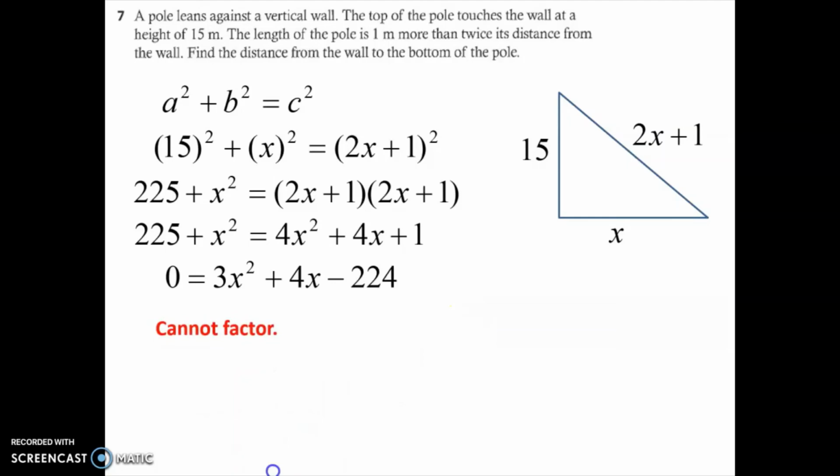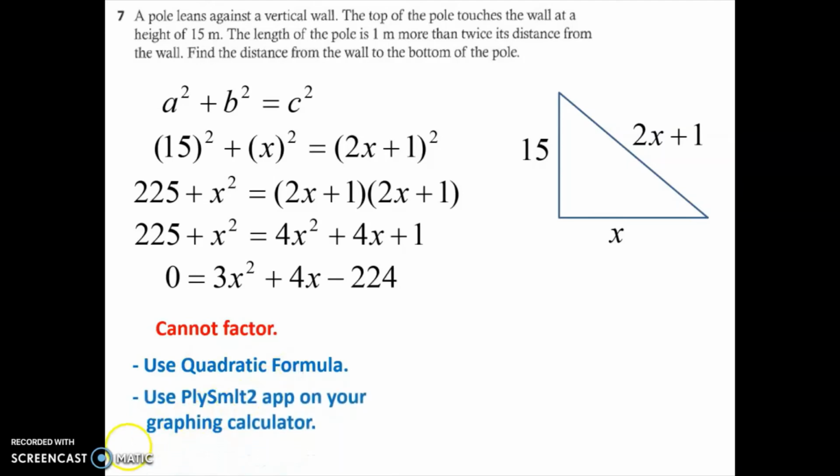So basically, we have options. If you cannot factor, we can use something called the quadratic formula, which we haven't learned yet, but we'll get there soon. You'll learn that one very soon. Other options are you can use the Poly Simulation app on your graphing calculator, but you might not have your calculator nearby right now, so don't worry about that either. I'll show you that later. For now, I'm just going to go online, and there are all these online quadratic solvers that can help us.